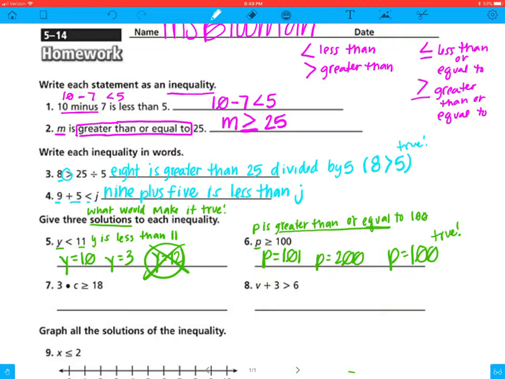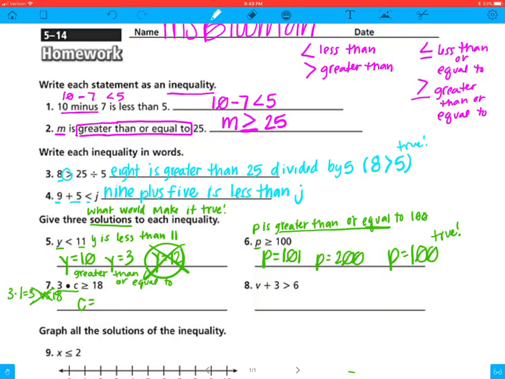For number 7, I'm looking for a product that is greater than or equal to 18. Now I'm going to have to multiply it by 3, so 3 multiplied by something is greater than or equal to 18. And I can use the space to the left or underneath, either way, to start brainstorming. Now if I try the number 1, 3 multiplied by 1 is 3, and that would not make that true because 3 is not greater than or equal to 18.